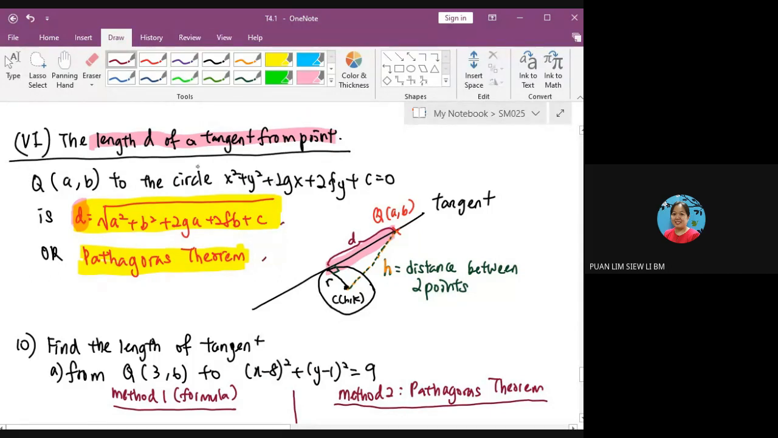So you can see the formula of this distance. It will be similar to the general form of our equation. You substitute your A coordinate into the X and your B coordinate into the Y, then plus C, then you take the square root. So this is the distance, the length of the tangent from a point to the circle, which means here, the highlighted length. Okay, so we can see the example.